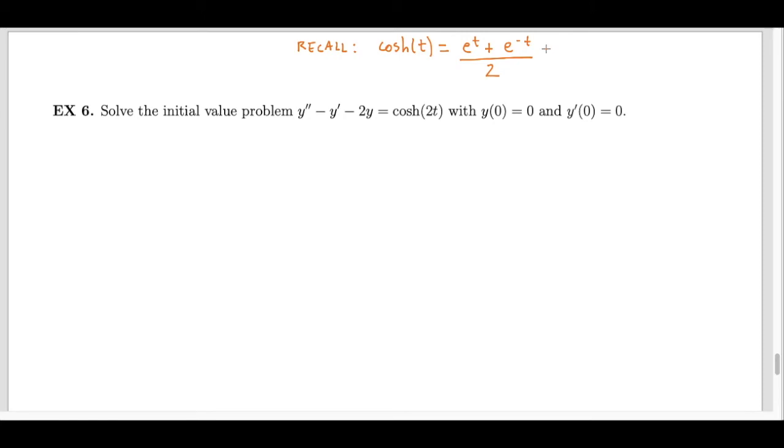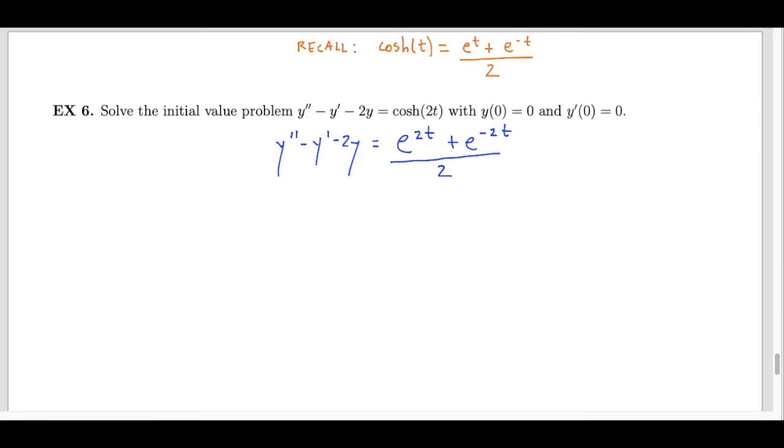It is nearly the same fraction as hyperbolic sine, except I've changed the sign in the middle. So notice I have hyperbolic cosine of 2t, so I'll be plugging in 2t. My right-hand side will become a sum of a couple of exponentials. After making that substitution, this is what my original ODE looks like.